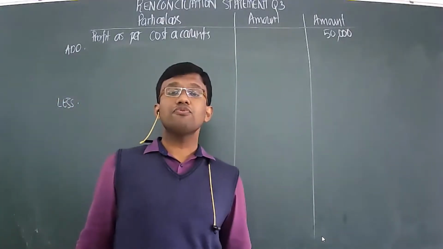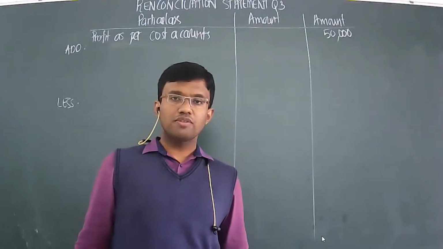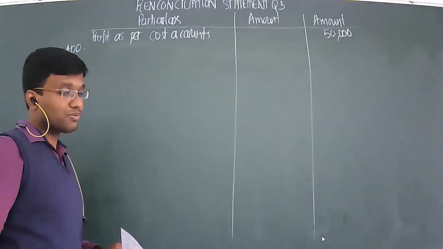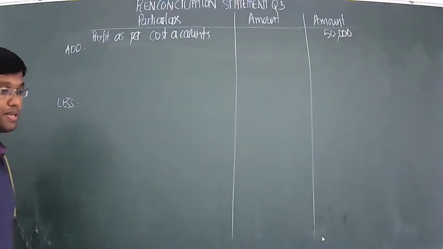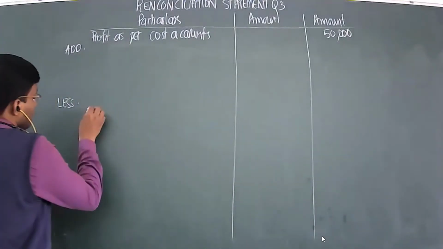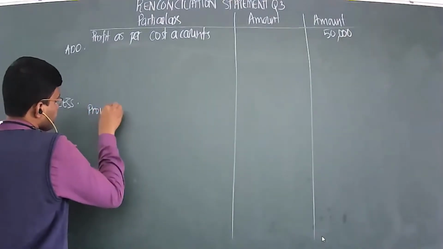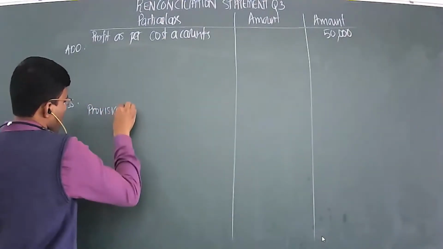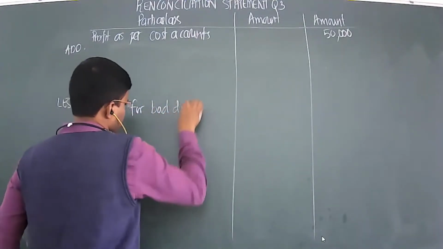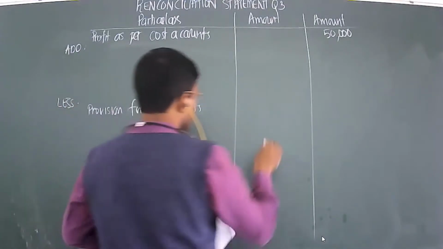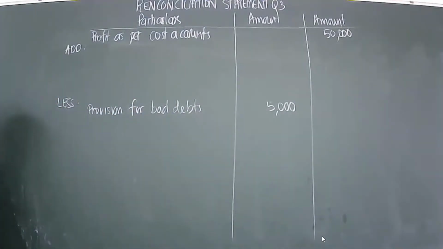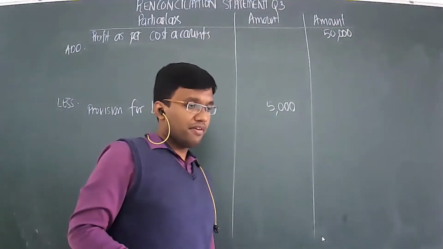Next is provision for bad debts. What is meant by provision for bad debts? Provision for bad debts would be a financial expense. So that you will have to subtract. So this is 5,000. Provision for bad debts would be 5,000.